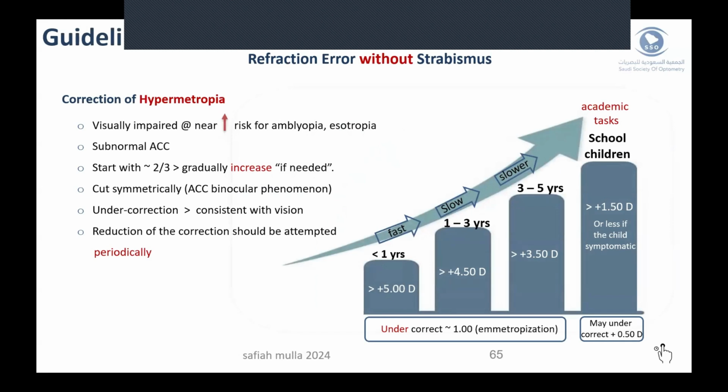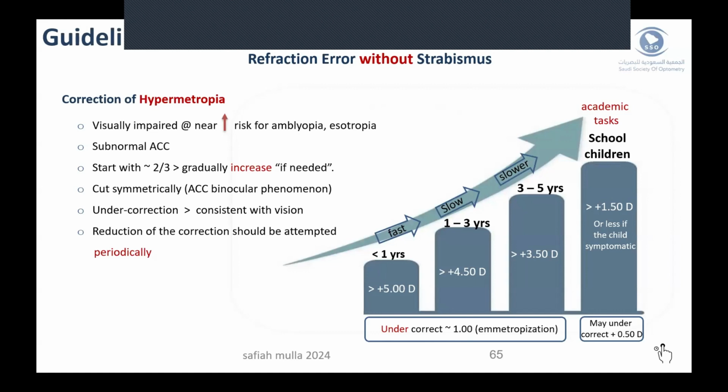So I make again a chart so that it's going to be easier for you to connect. So now we're talking about refraction without strabismus, okay? Correcting the hyperopia if there is no strabismus. The hyperopic children will be visually impaired at near, and that increases the high risk for amblyopia, and also esotropia could be there. They have a subnormal accommodation.